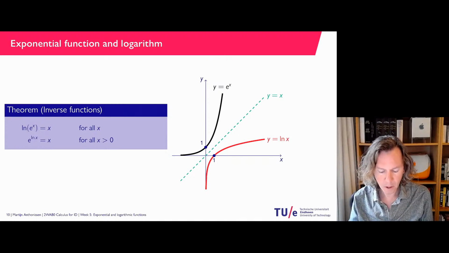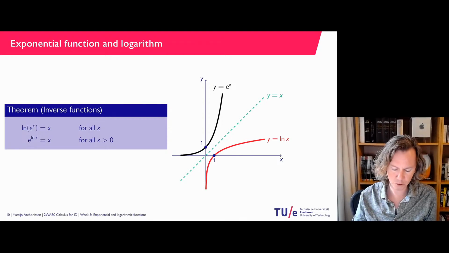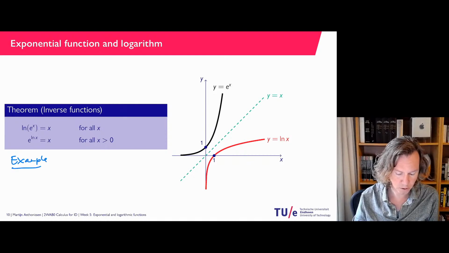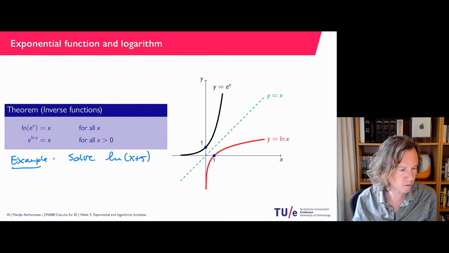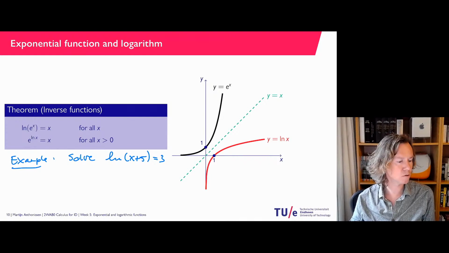Okay. Now, the book already asks a couple of questions about logarithms and exponentials, etc. So just as a little example of how you can work with that, basically using that they're each other's inverses. In the book, I think it's from the book, the question is: solve ln(x + 5) = 3.